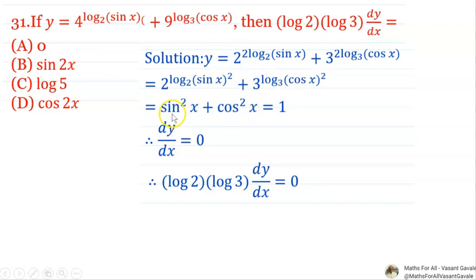Similar here, therefore sin square x plus cos square x overall, how much will you get? You will get 1. Means y is equals to 1. Now differentiate this with respect to x. Therefore dy by dx is equals to derivative of 1, which is a constant, what is its derivative? It is 0.